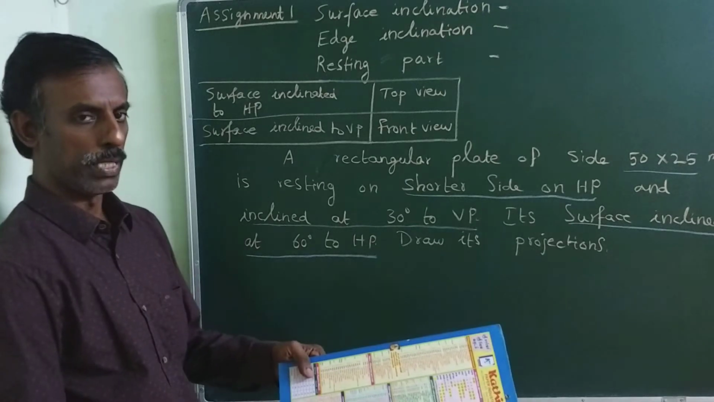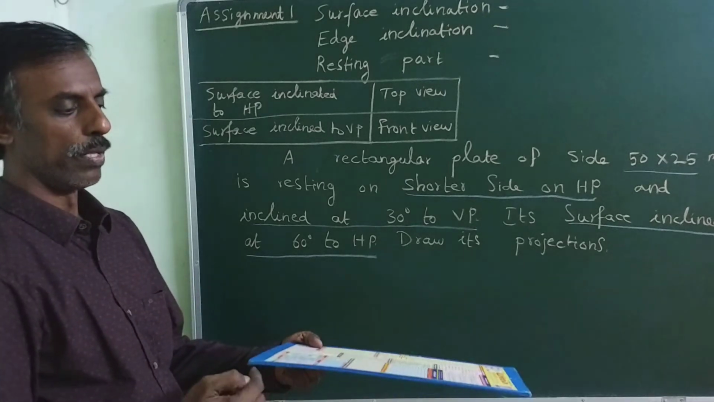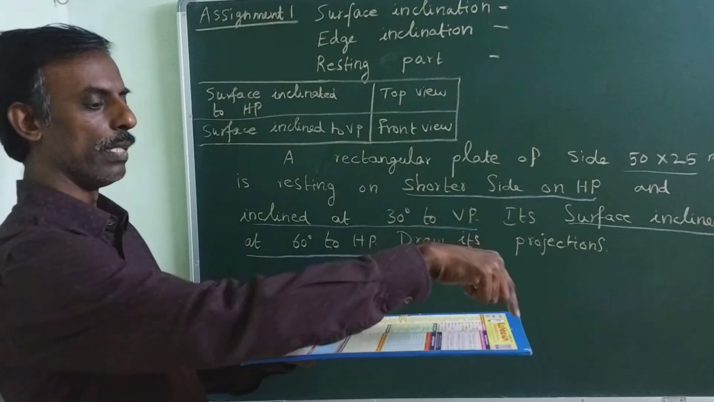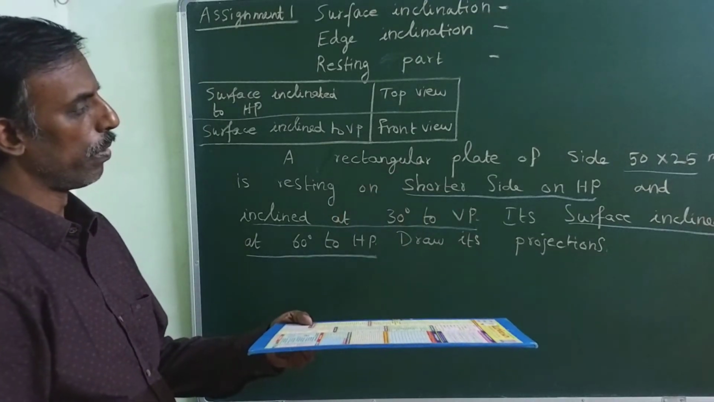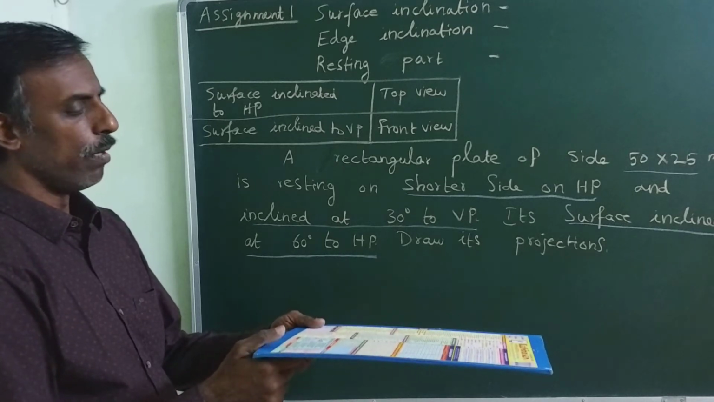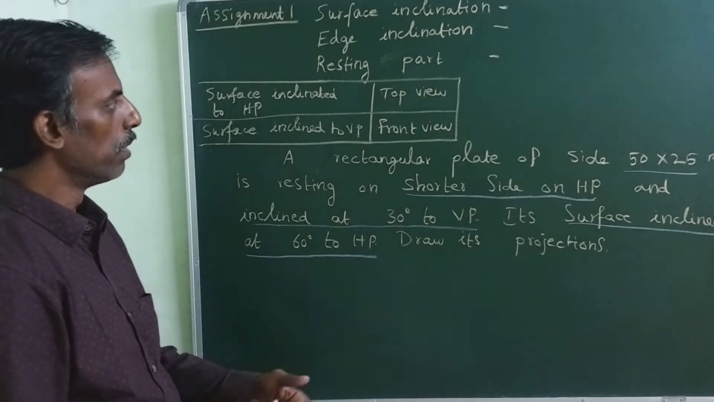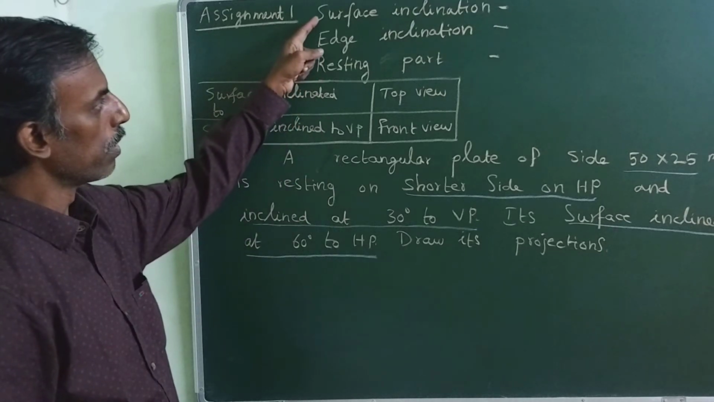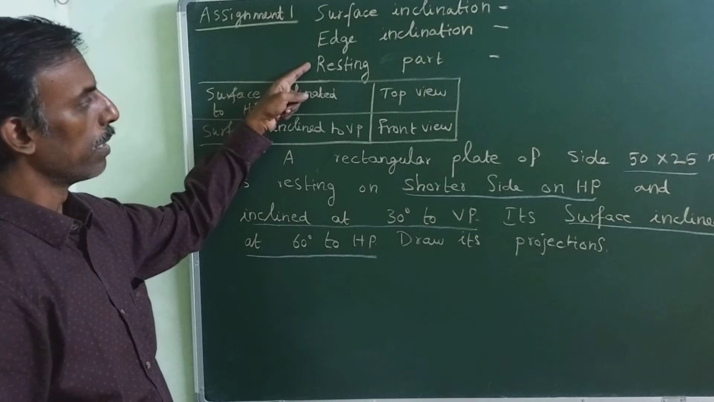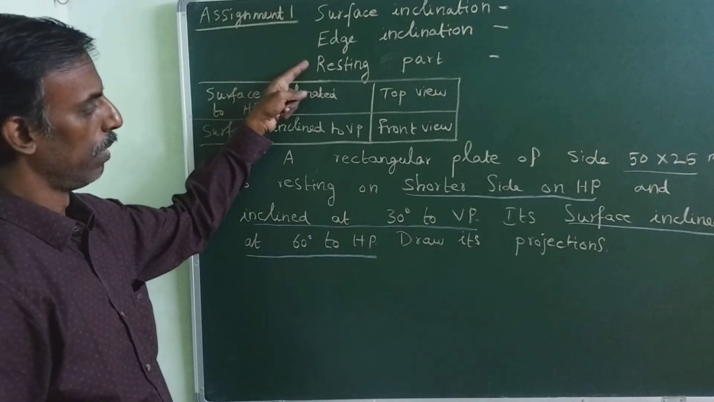Now you assume this as a rectangular plane. So length is given as 50. Width of the plane is given as 25. Okay. When I read any problem, three conditions will be given: surface inclination, edge inclination and the resting part of the plane.